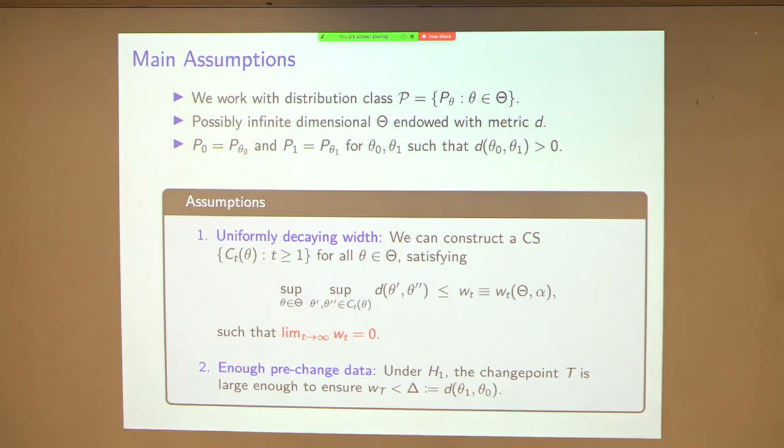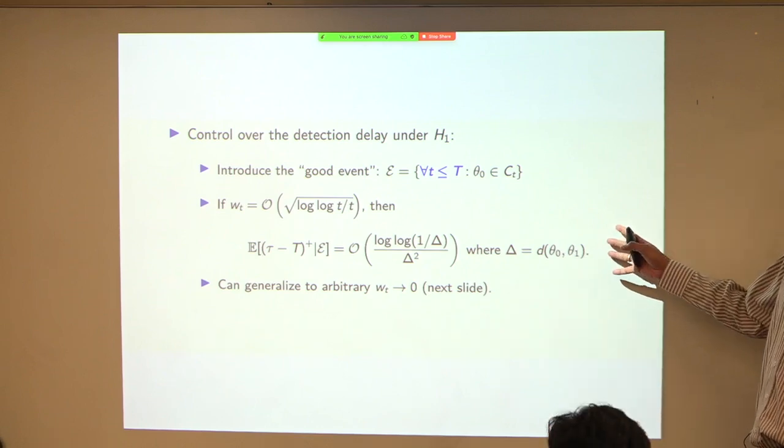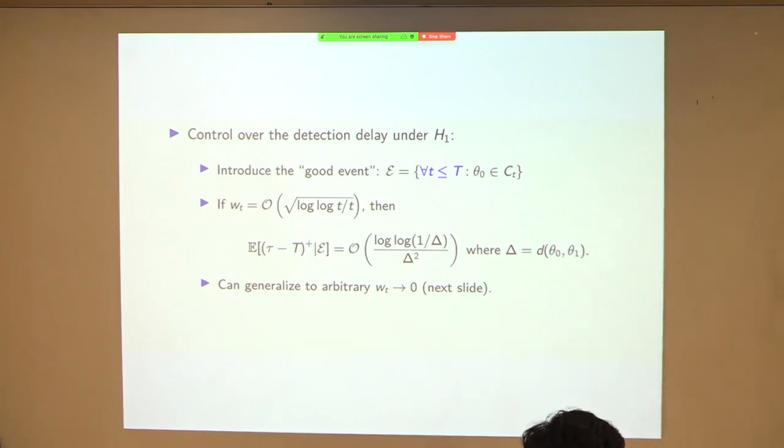So we need those assumptions, but under those 2 assumptions, we can prove a bound of this type, which is slightly different from the detection delay that I presented earlier, but there's a good event, which is the event that these confidence sequences cover their true parameter.